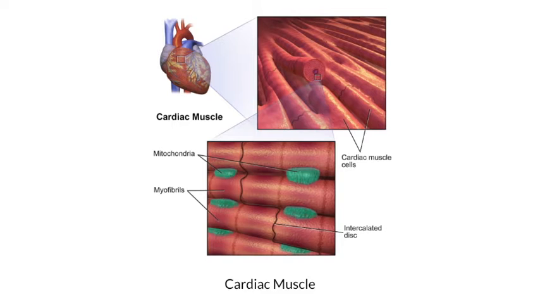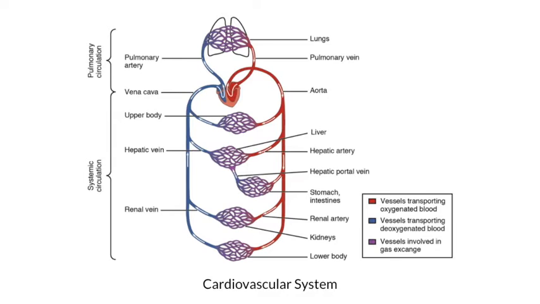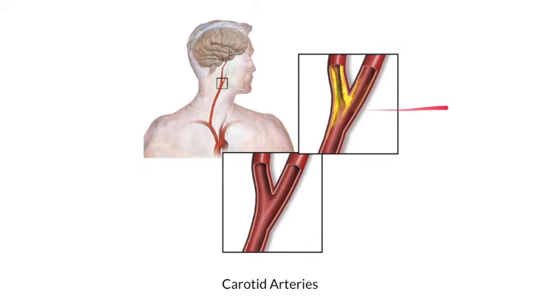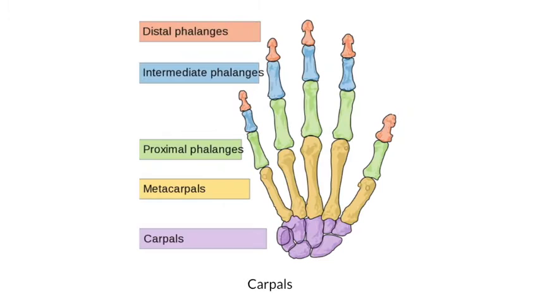Cardiac muscles, these are the specialized involuntary muscles which are only found in the heart. Cardiovascular system, which is made up of the heart, liquid or blood, and the vessels that help transport the blood, whether it's oxygen-rich or deoxygenated blood. Carotid arteries. Carotid arteries are the thick arteries present in the neck, which help transport blood to the head.